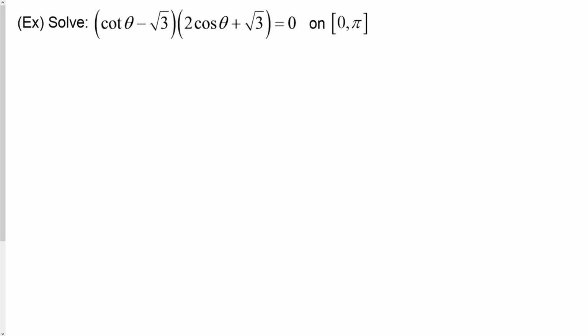Okay, here's a slightly more advanced example. Solve the quantity cotangent theta minus root 3 times the quantity 2 cosine theta plus root 3 equals 0 on the interval from 0 to pi. So this is basically a quadratic, but it's already factored. And so I have the ability to just take each one of these factors and set them separately equal to 0 and solve.